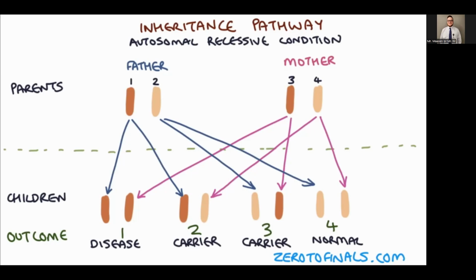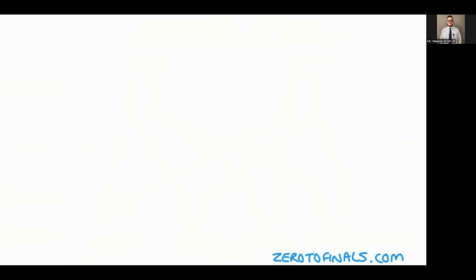Therefore, the children of these parents have a 1 in 4, or 25% chance, of having the disease, a 2 in 4, or 50% chance of being a carrier, and a 1 in 4, or 25% chance of having normal genes. So by doing this, you can calculate quite easily the risk of the children either having the disease, being a carrier, or having normal genes.